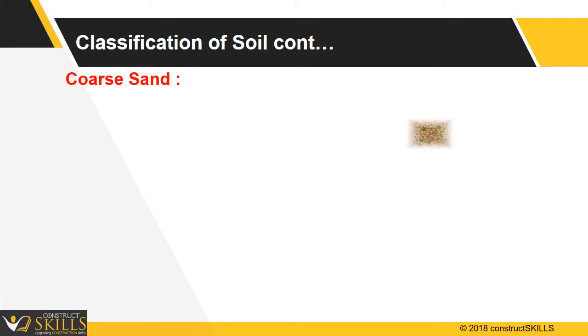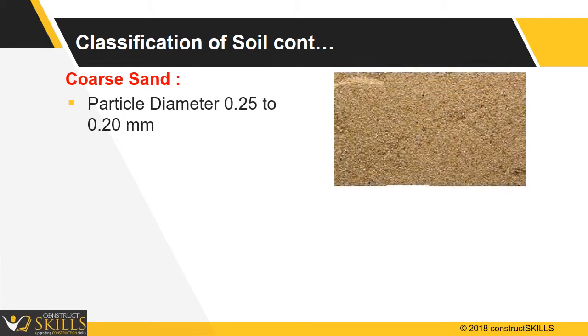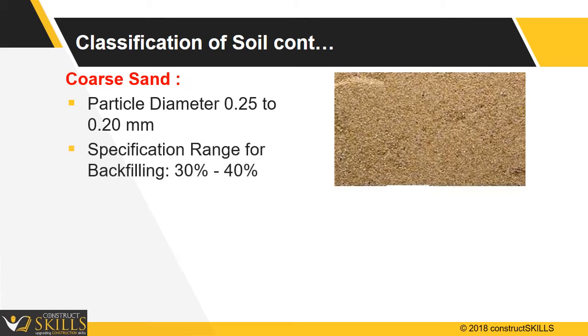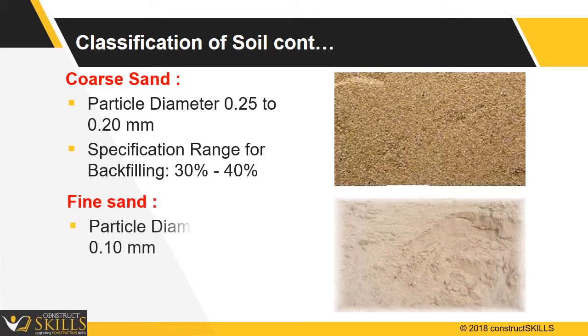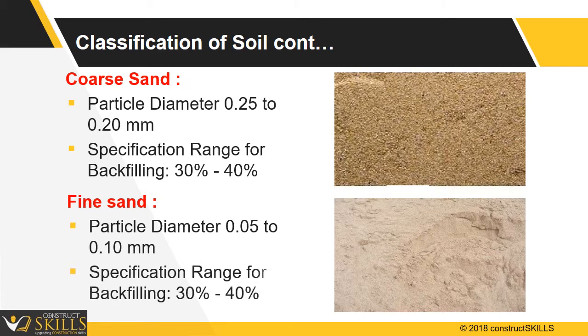Coarse sand particle diameter is 0.25 mm to 0.20 mm and its specified range for backfilling is 30% to 40%. Fine sand particle diameter is 0.05 mm to 0.10 mm and its specified range for backfilling is 30% to 40%.